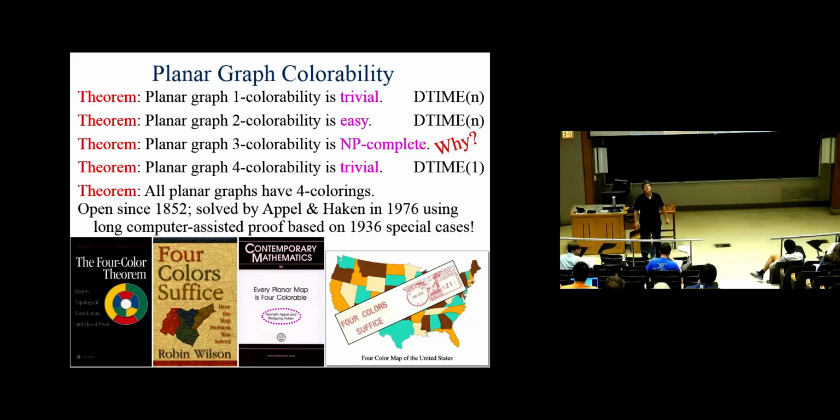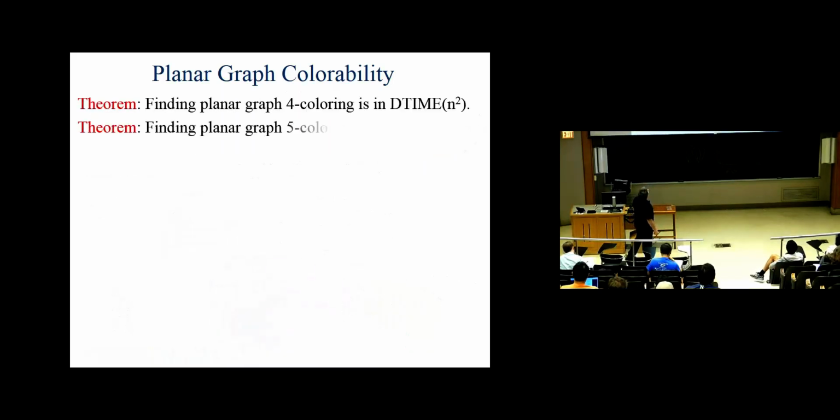Question? The degree and planar gadgets we just saw were for 3 colorability graphs. Are there similar gadgets for 4 colorability graphs? You could, yeah. Short answer, yeah. You could do that. You could generalize it.